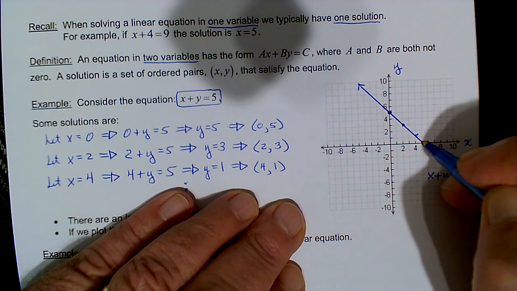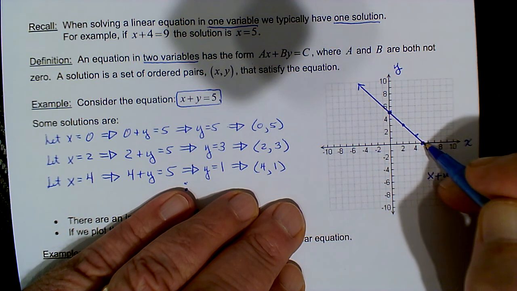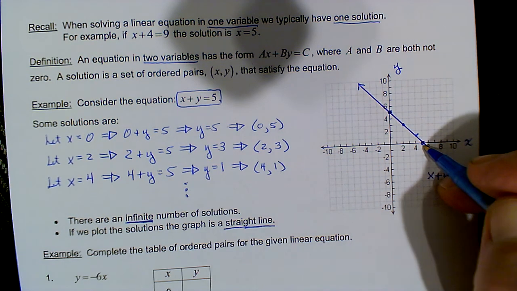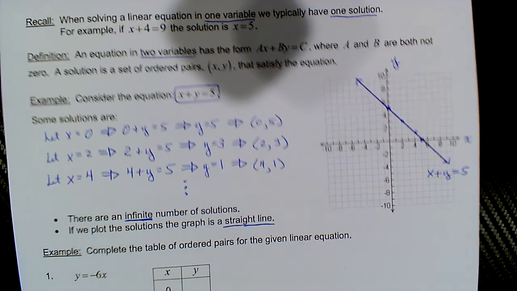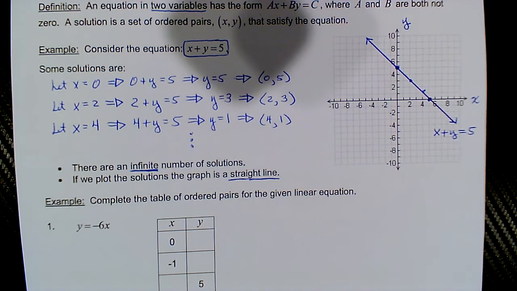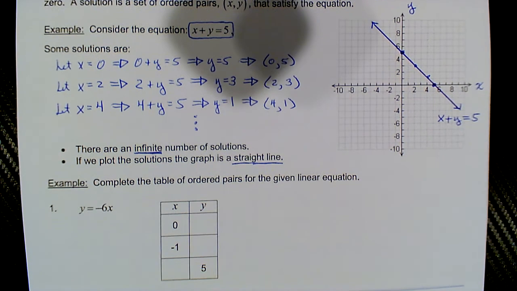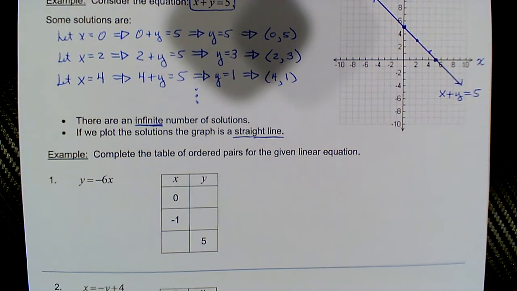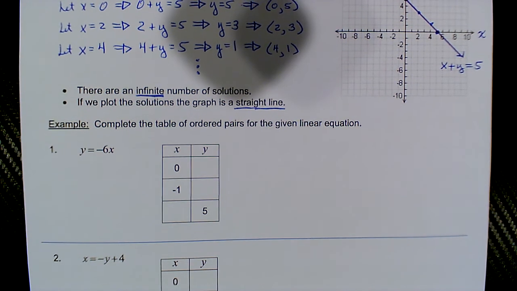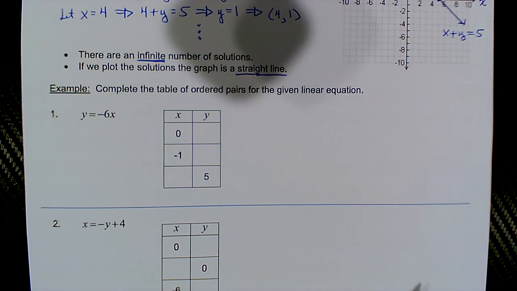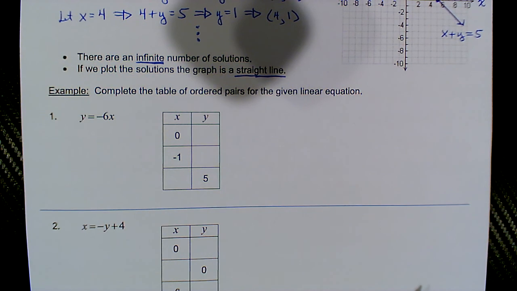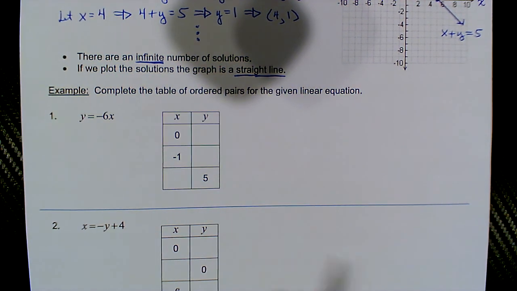For example, right here, this is the point where x is 5 and y is 0. And when x is 5 and y is 0, that satisfies the equation as well. Okay, so that's pretty much what we're going to be doing for the next 2 lessons, homework lessons. We're just going to be finding these ordered pairs that satisfy the equation. And there's little tricks involved, as we'll see.